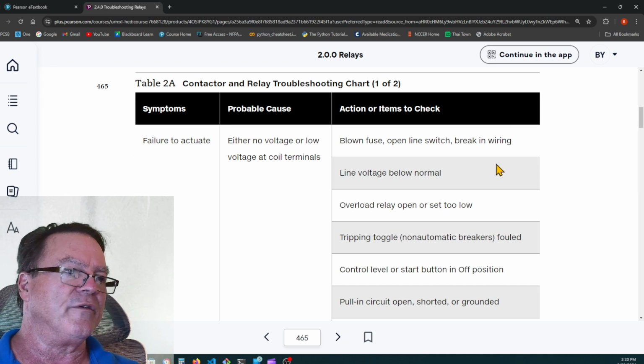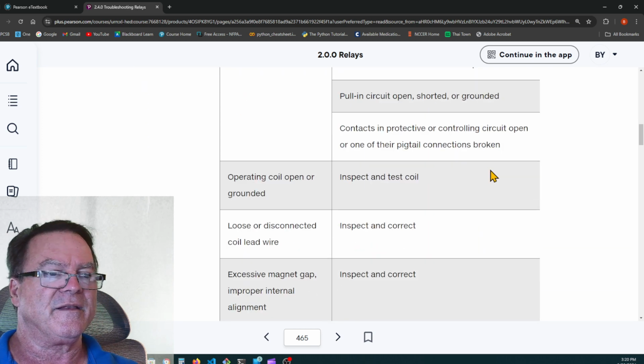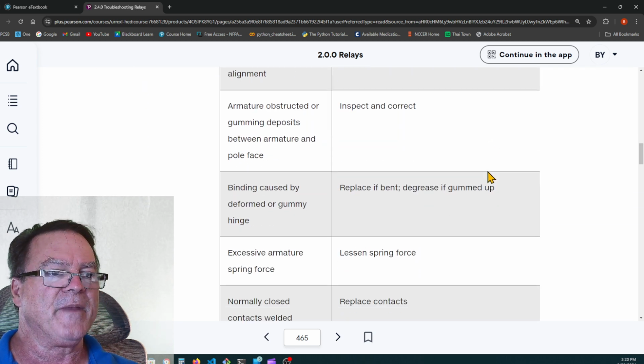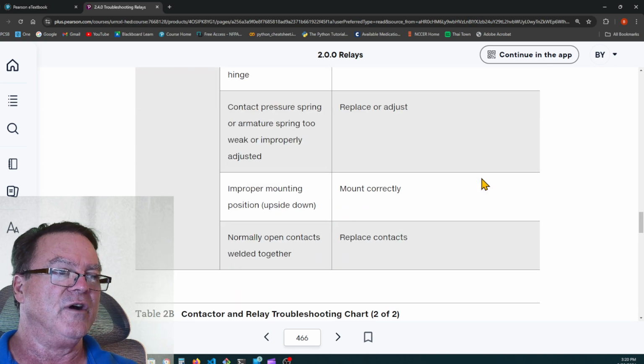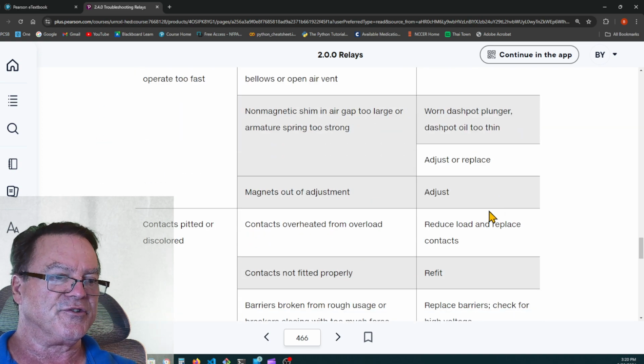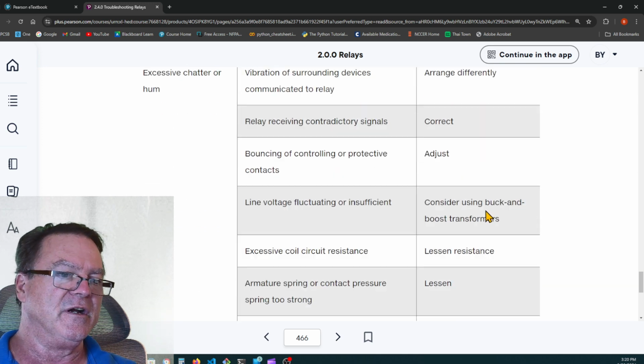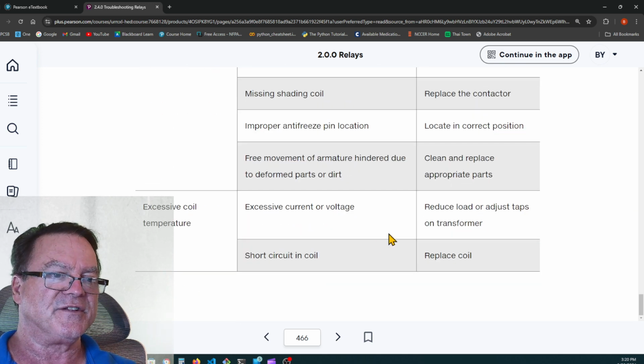I'm not going to go over this whole table. This table is about troubleshooting. You'll want to read over it and have an idea of what needs to be done in order to troubleshoot a motor starter or a contactor of any sort.